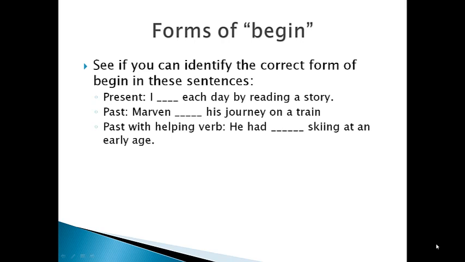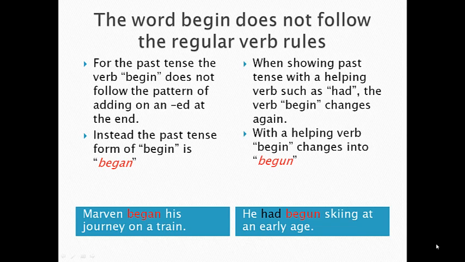Okay, let's take a gander at what the forms of begin turn into. The word begin does not follow the regular verb rules. For the past tense, the verb begin does not follow the pattern of adding an -ed at the end. Instead, the past tense form of begin is began. For instance, for that sentence, it says, Marvin began his journey on a train.